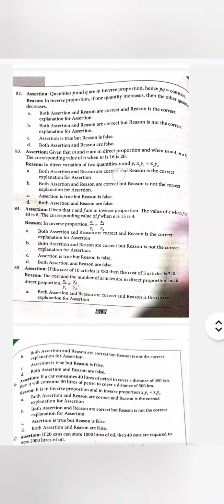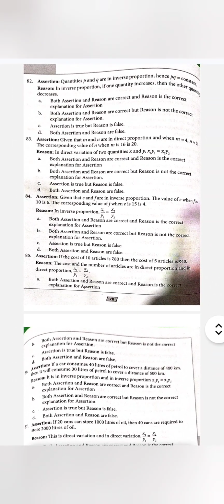Now come to the next page. Here it is. Assertion. Quantities P and Q are in inverse proportion, hence PQ is equal to constant. Yes, assertion is correct. In inverse proportion, if one quantity increases, then the other quantity decreases. Yes, that is also correct. So option A is the correct answer.